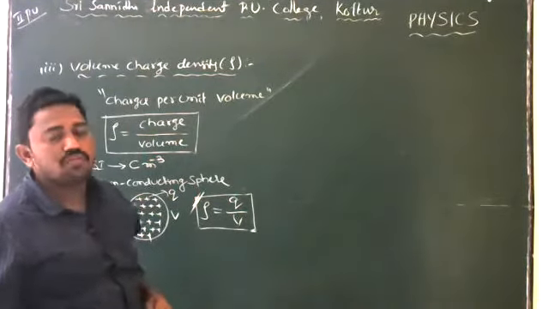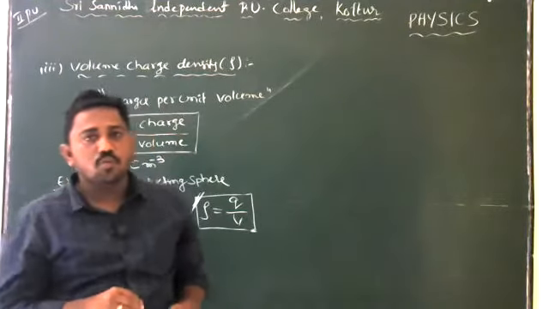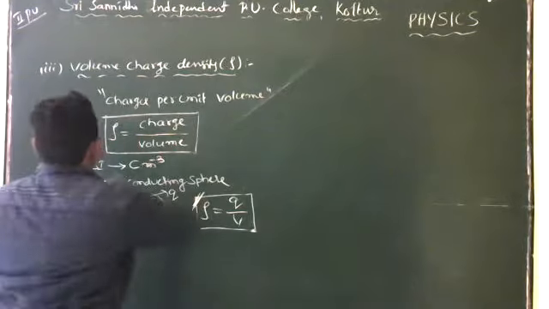So these three are very, very important: linear charge density, surface charge density, volume charge density. Okay. So next one.